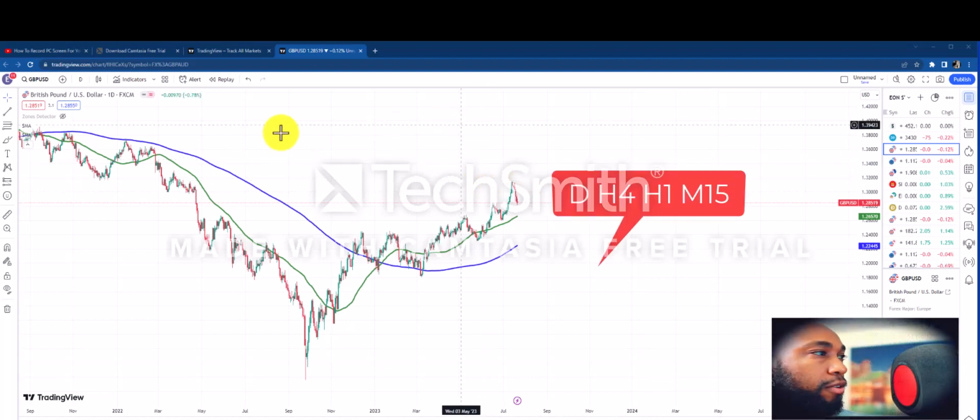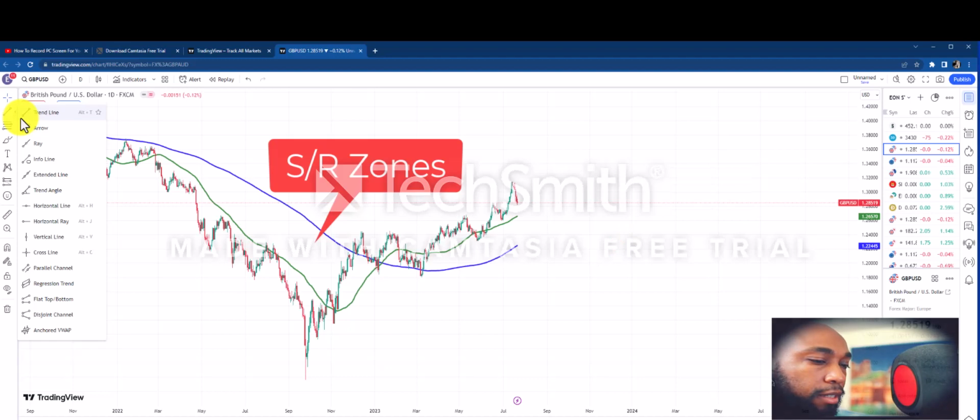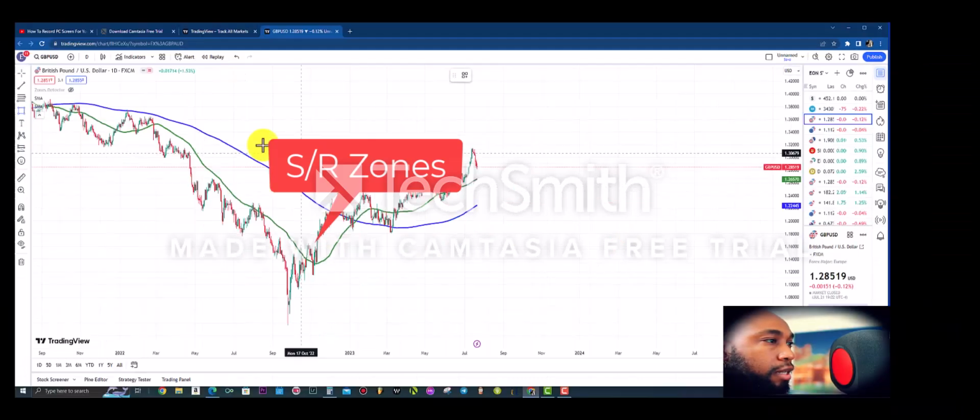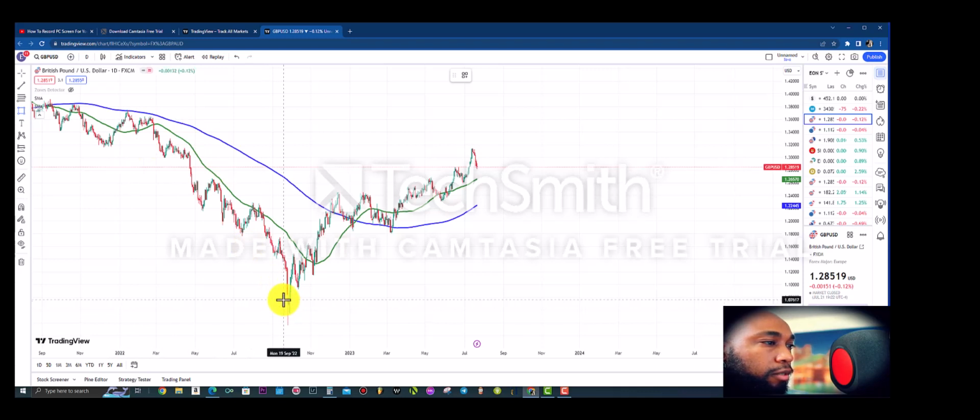We're starting off here on the daily chart. So let's just mark up our support and resistance zones here. It's very important that we mark it up. Let's get our zones. Let's start at the bottom here.